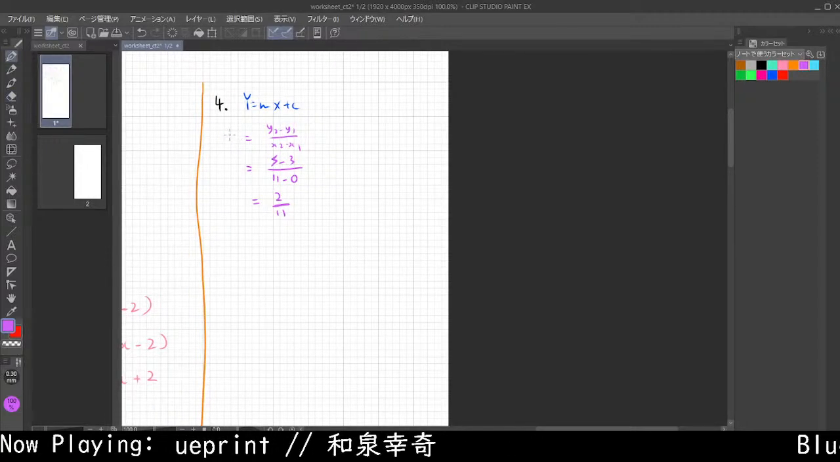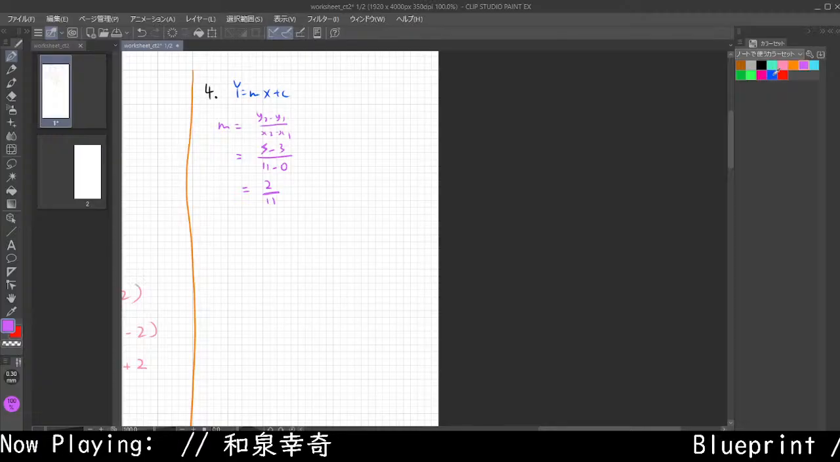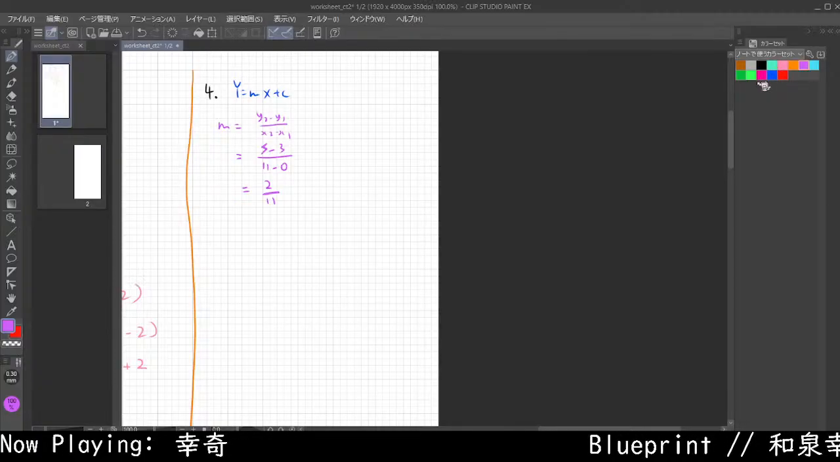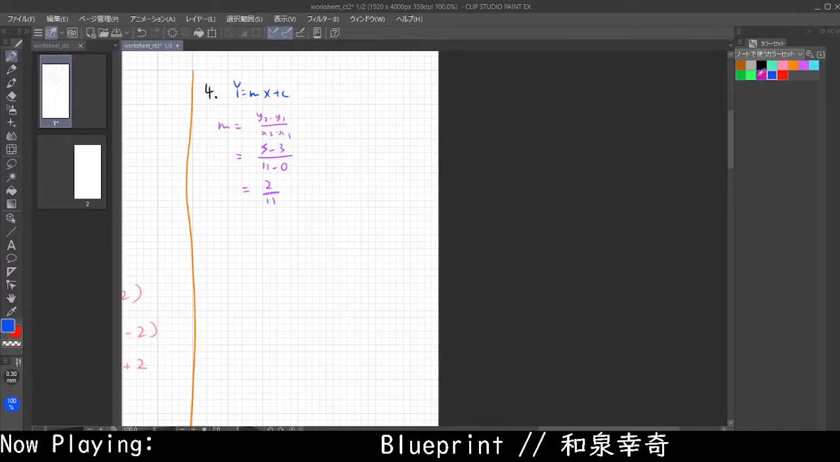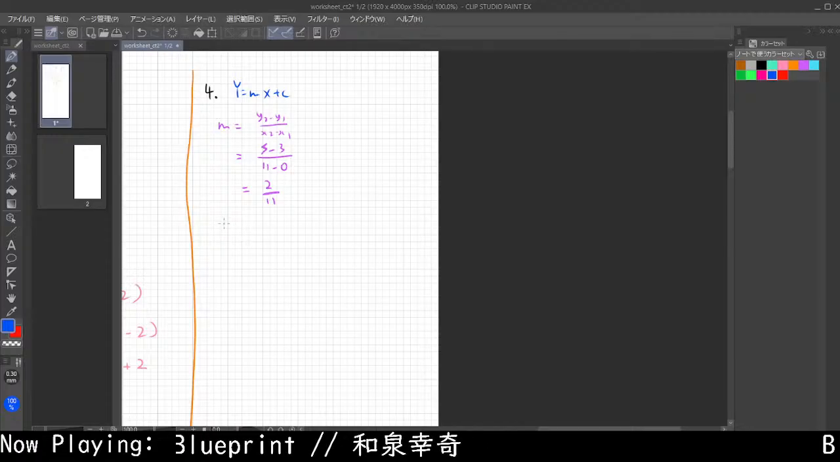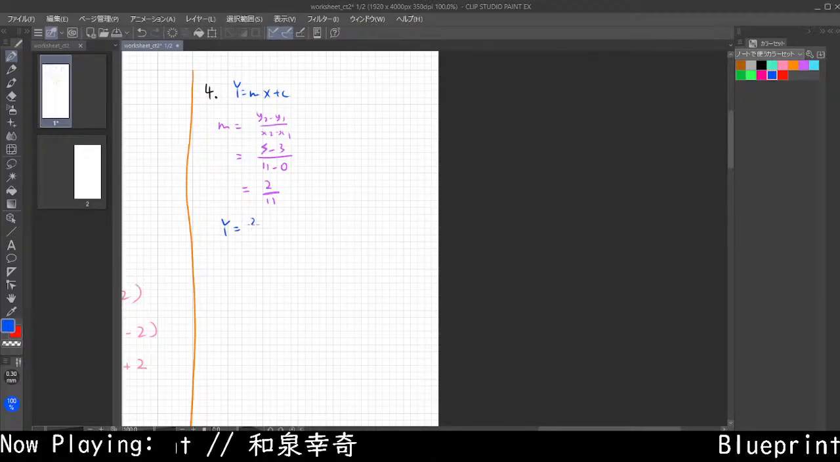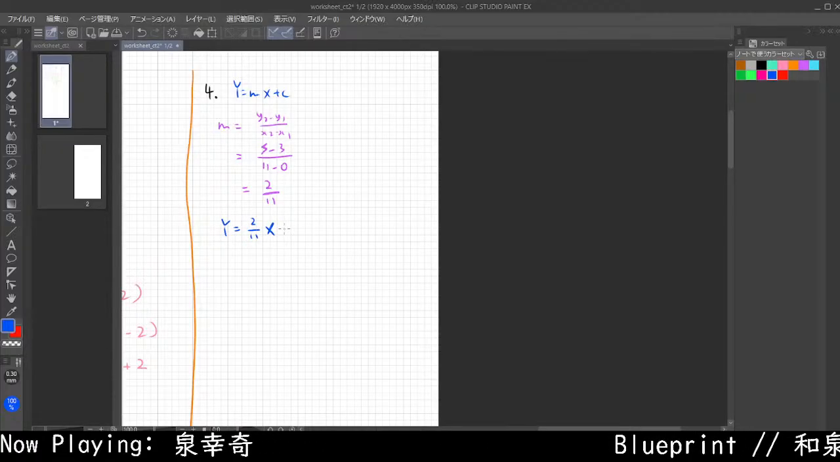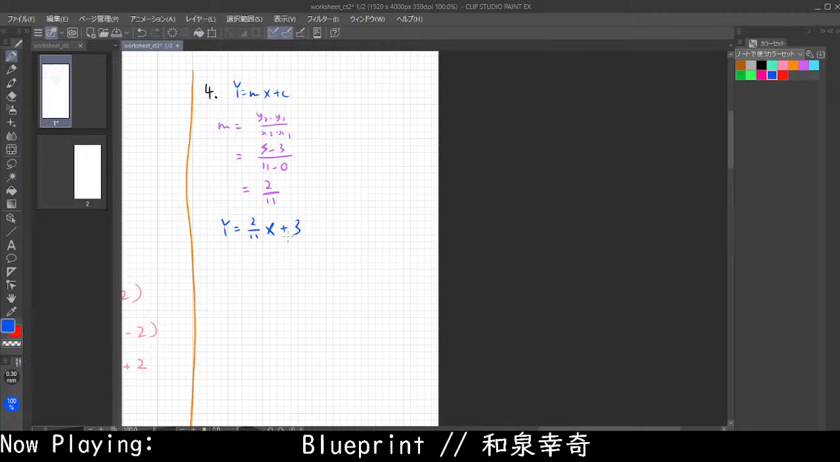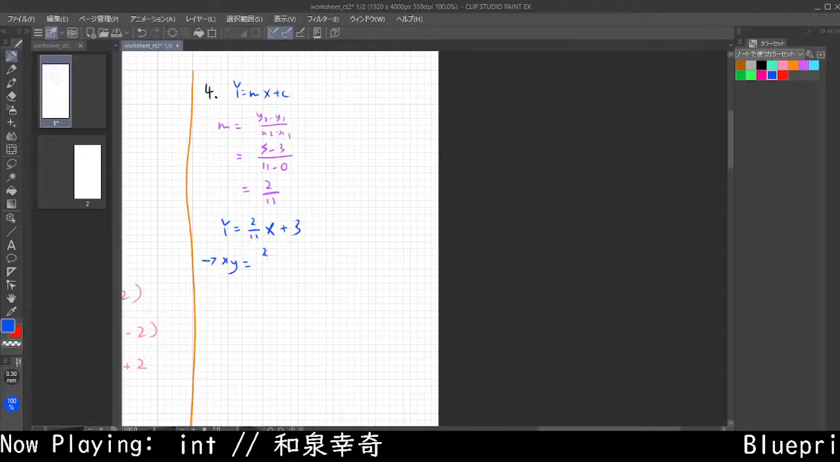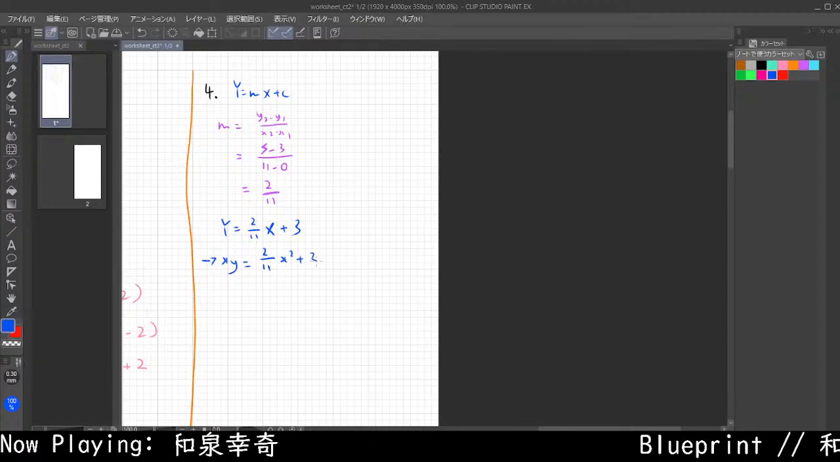Then over here I'll change back to use back the line C method, but in this case you don't have to, because your C is already there, your y-intercept is 3, so I'll just use it directly. So you can write Y equals 2 over 11 capital X plus 3, because that's your y-intercept. Then now I can sub in my capital Y and capital X variables. So I get xy equals 2 over 11 x squared plus 3.